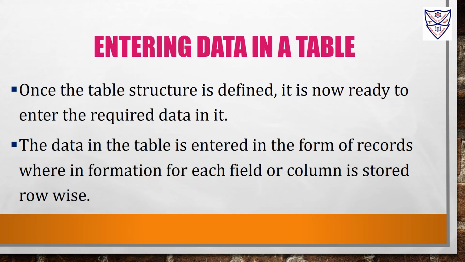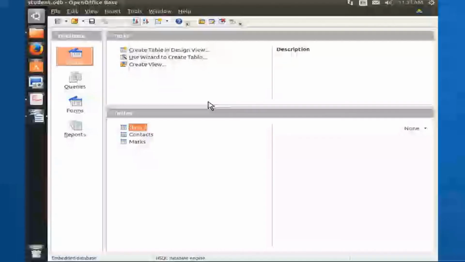Entering data in a table. Once the table structure is defined, it is now ready to enter the required data in it. The data in the table is entered in the form of records, where information for each field or column is stored row-wise. To enter records, double-click the table in the table section in which data is to be entered. The table data view of the selected table appears as shown in the figure.